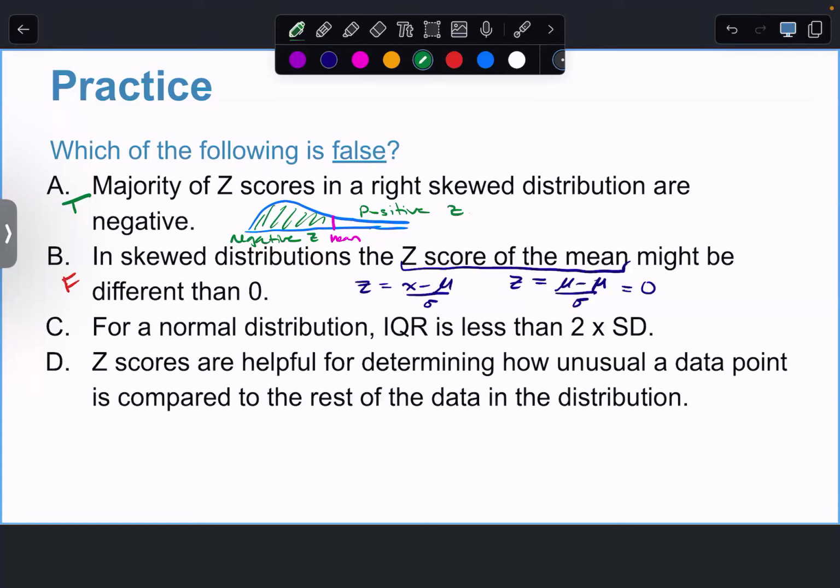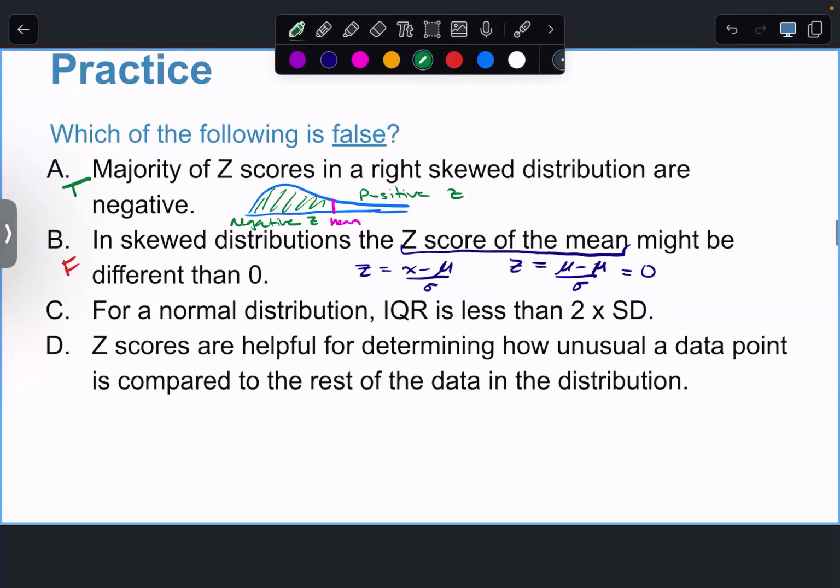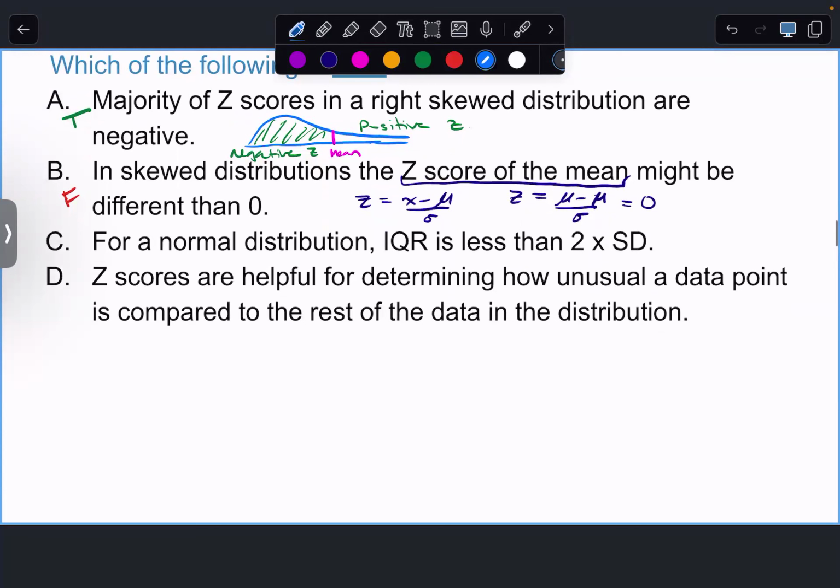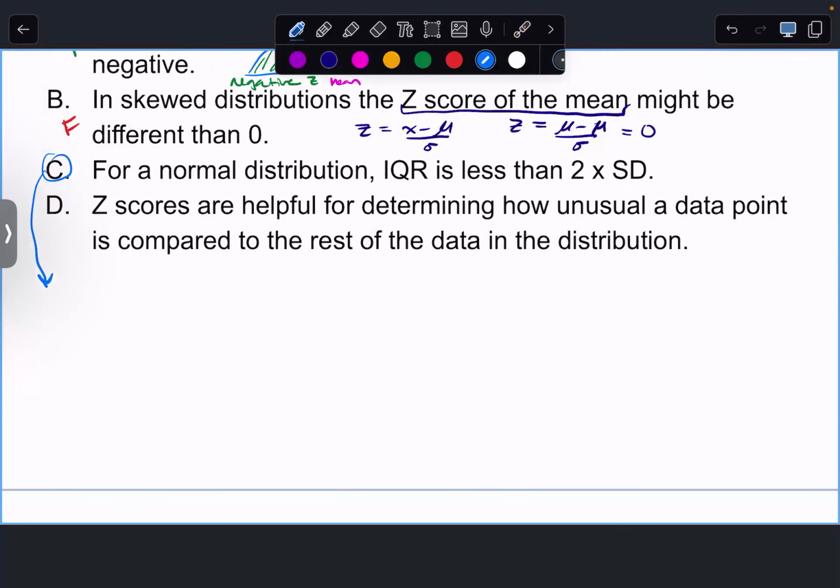But let's work through the other ones, just in case. For C, for a normal distribution, the interquartile range is less than 2 standard deviations. So moving out plus minus 2 standard deviations. Let's start with a normal distribution because that's what we're told.